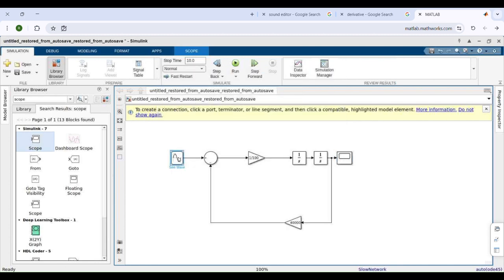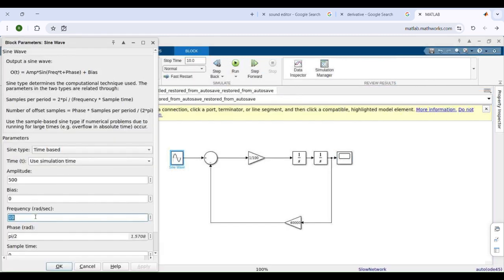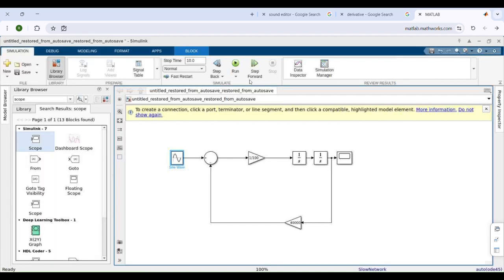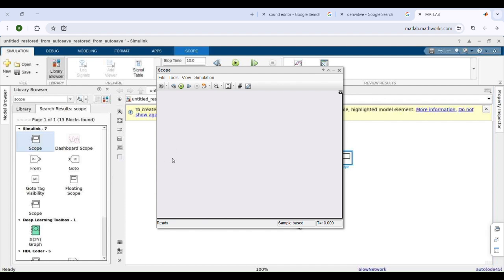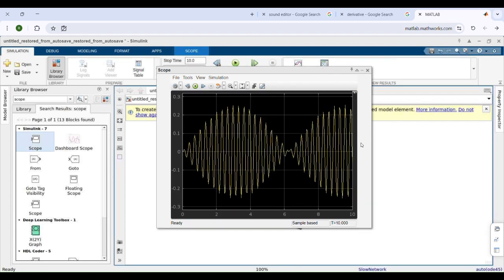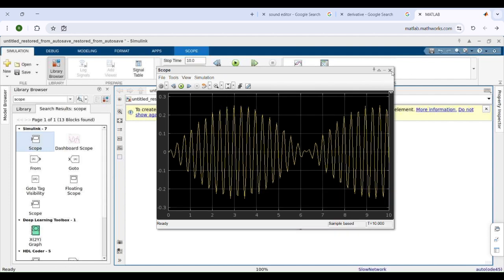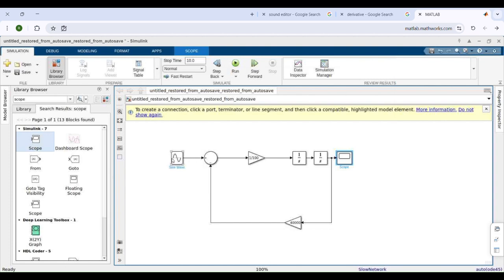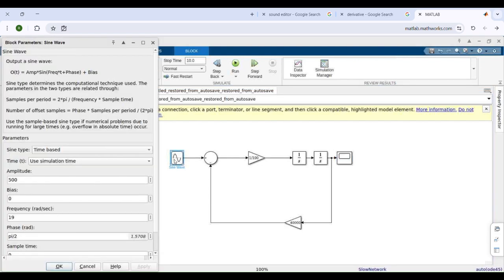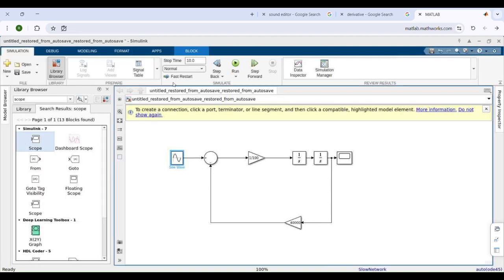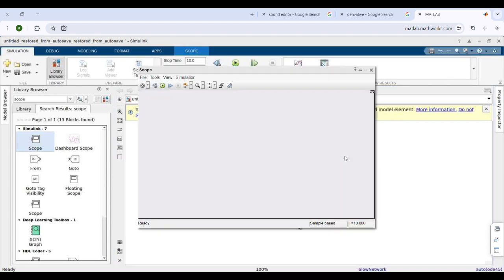Okay, 19. This is 19. It's bigger. And if you see or notice, when omega is less than omega n, the system oscillates, but not too much. Now, if omega equals omega n, what happened? It's increased significantly, which is the resonance.